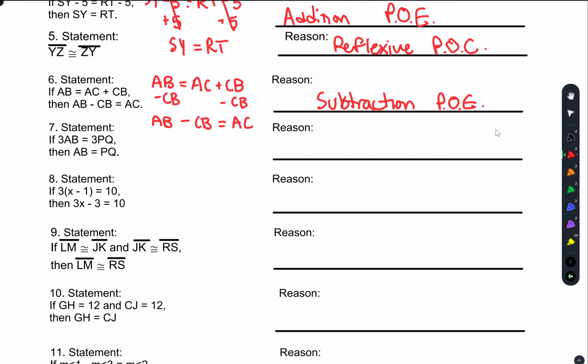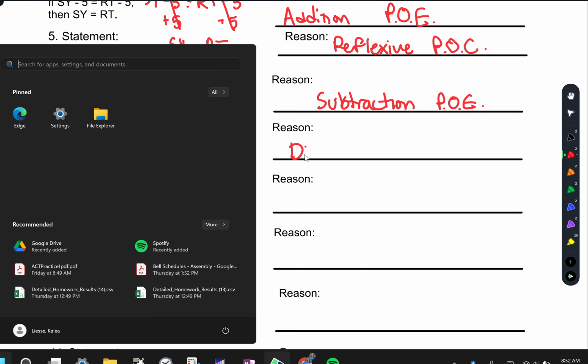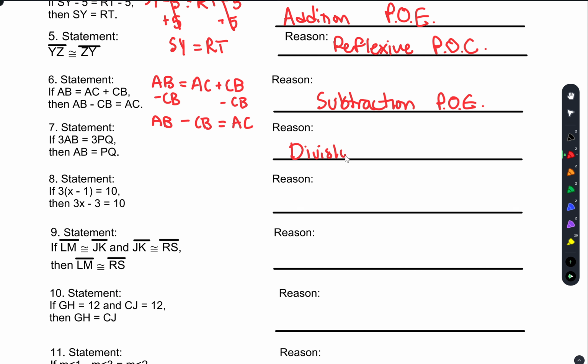Number 7. What do we think there? What are we doing? Anna? Division property of equality. What are you dividing by? Perfect. For something like this, I would also take multiplication property of equality. If I said this is the multiplication property of equality, what would I be multiplying both sides by? Allegra? Yeah, I could multiply both sides by 1/3. I could divide both sides by 3. Those are essentially the same thing, right?